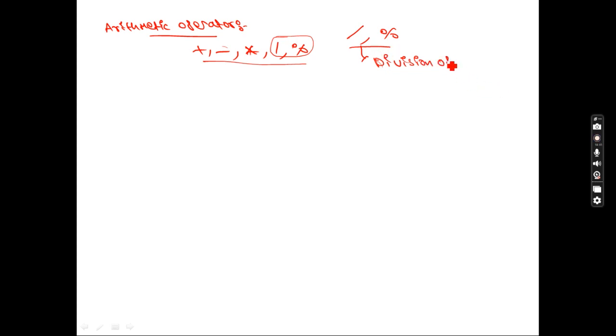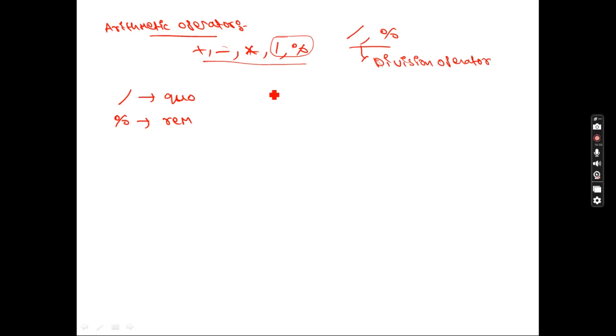Division operators. If anyone asks what the division operators in C are, you have to say slash and percentage. Now I am going to give you the two differences between percentage and slash. Slash gives you the quotient as the answer. Percentage always gives you the remainder as the answer.